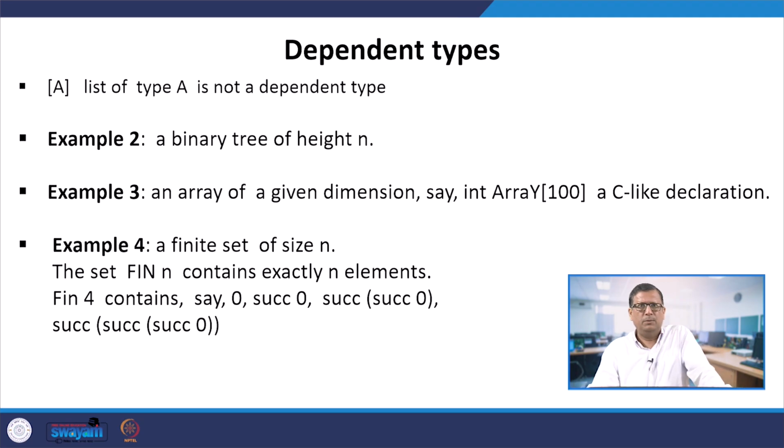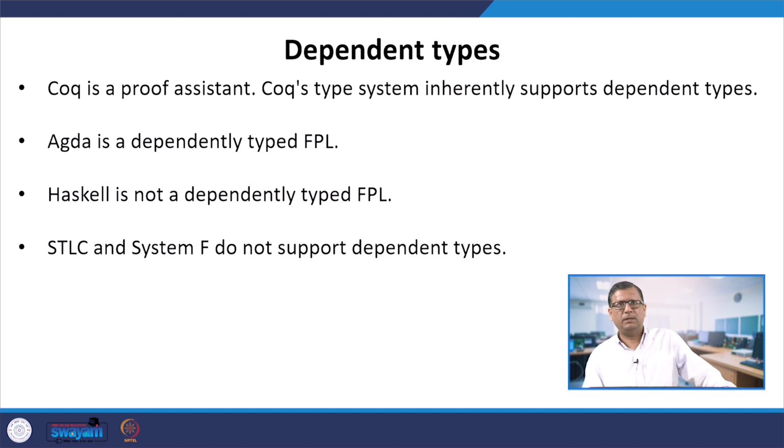Another example would be a finite set of size n. A set Fin n that contains exactly n elements. So if you have say 4, this might contain elements like 0, with some notation for 0, then successor of 0, then successor of successor of 0, and so on. So this will be a finite set of size n, not arbitrary sets but of finite size. The applications of dependent types include a proof assistant helping a human with a proof.